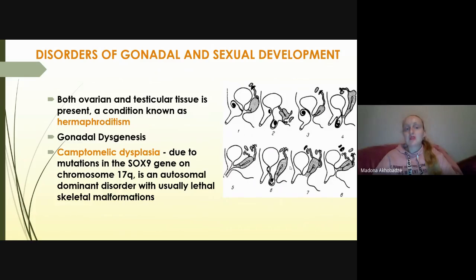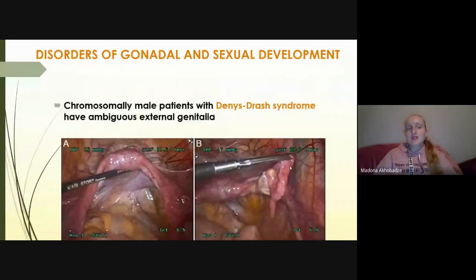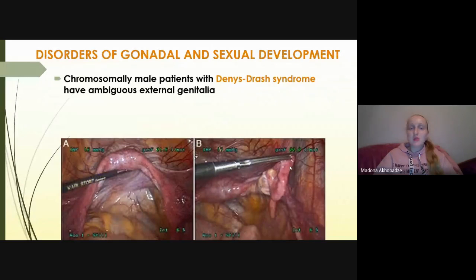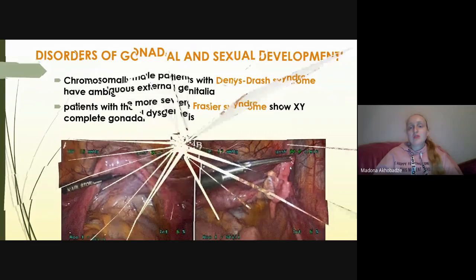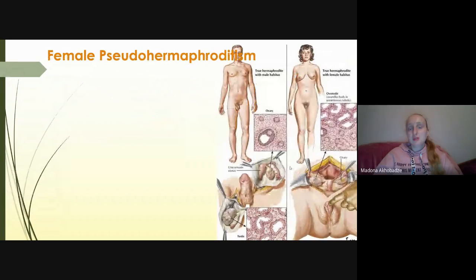And so there is gonadal dysgenesis and campomelic dysplasia, which is due to mutation of the SOX gene on chromosome 17. It is an autosomal dominant disorder with usually lethal skeletal malformations. Chromosomally male patients with ambiguous external genitalia are called Denys-Drash syndrome, and patients with a more severe form, Frasier syndrome, show XY complete gonadal dysgenesis. Okay, so let's talk first about female pseudohermaphroditism and then the male.